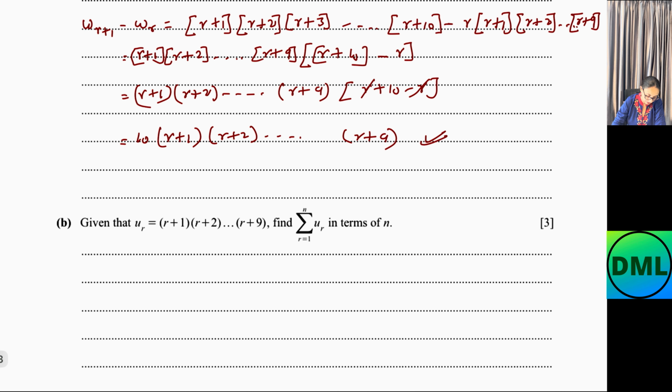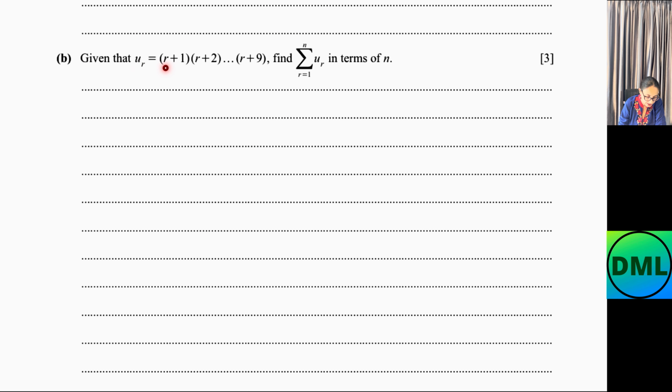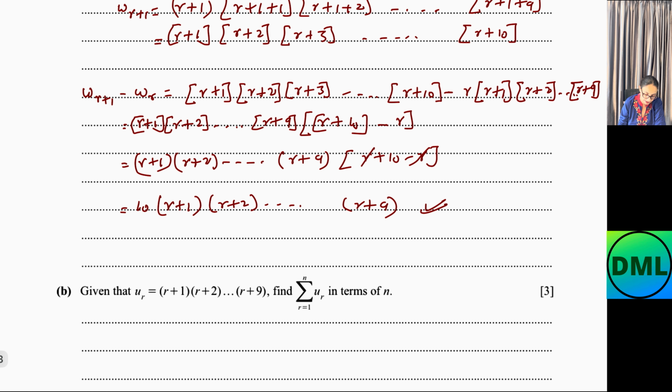Let's see the second part. Given that U_R is equal to (R+1)(R+2) up to (R+9), I need to find the sum of U_R from R equals 1 to N in terms of N. As you can see, U_R is the same as this function here. I can replace this function by U_R. So W_(R+1) minus W_R is equal to 10 U_R. I hope there is no problem here.